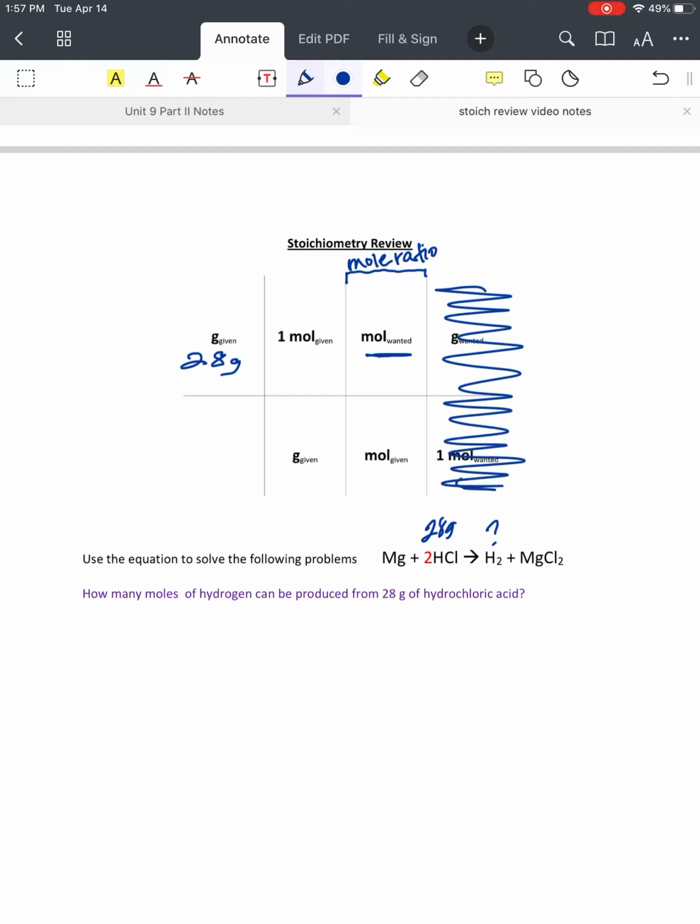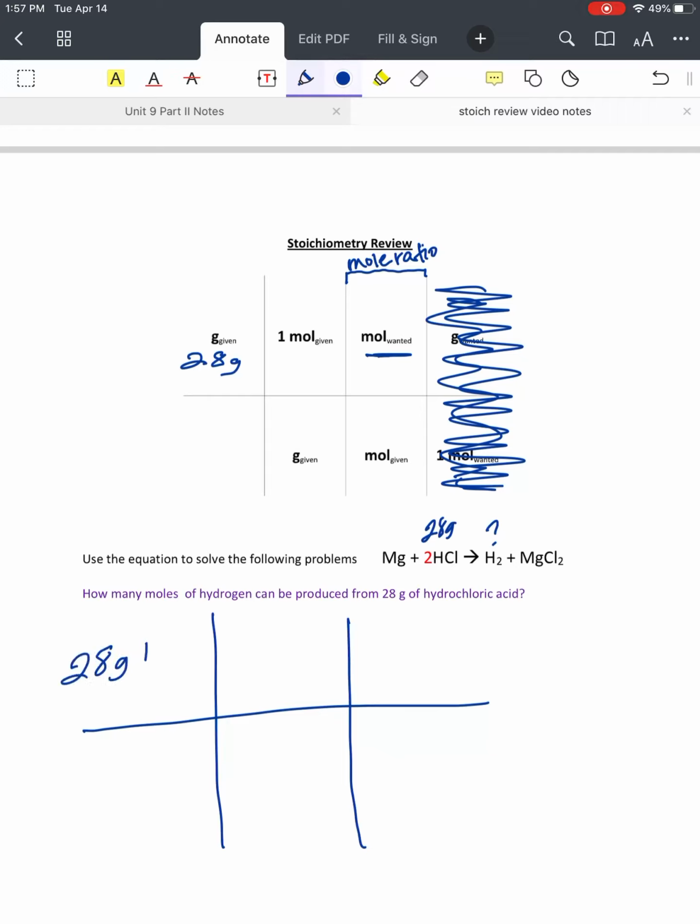So I don't need all this over here. I'm going to stop with my moles of hydrogen. I'm going to set it up just like my foldable looks like. I'm going to have that many sections. And we always start with what we're given, which was 28 grams of HCl. What has to be on the bottom? Grams of HCl for every 1 mole. How do I find how many grams per mole? I'm going to look at my periodic table. Hydrogen is 1.01, or just 1. Chlorine is 35.45. When I add those together, I get 36.46.